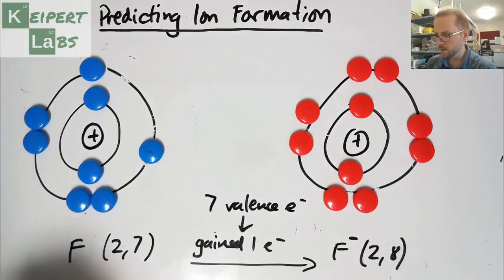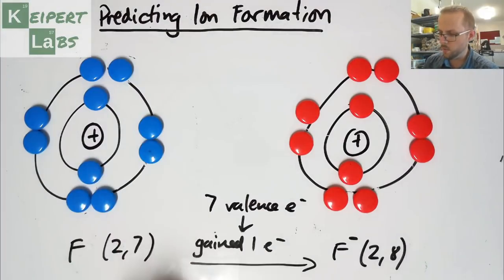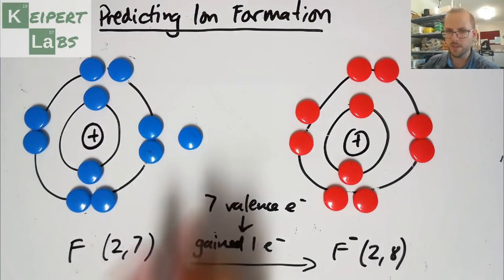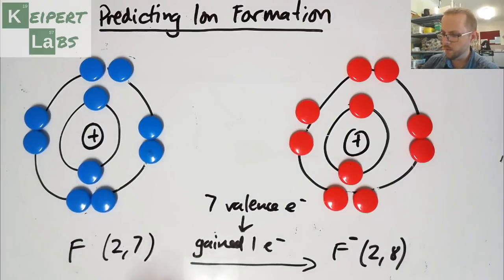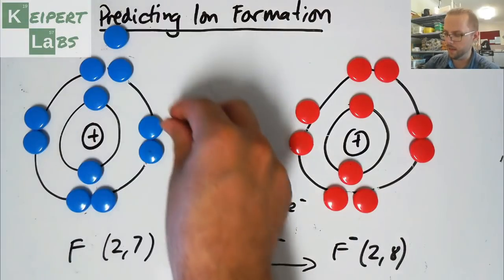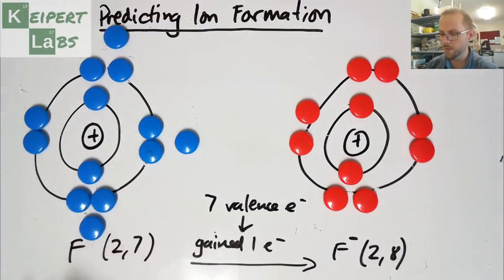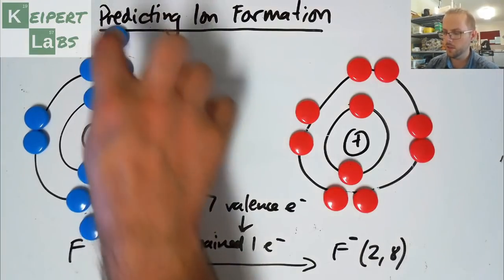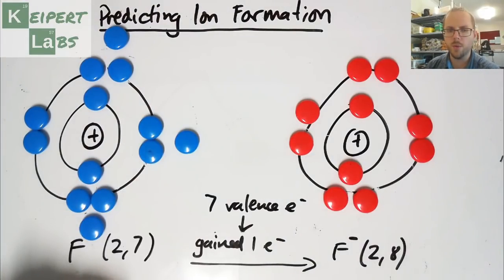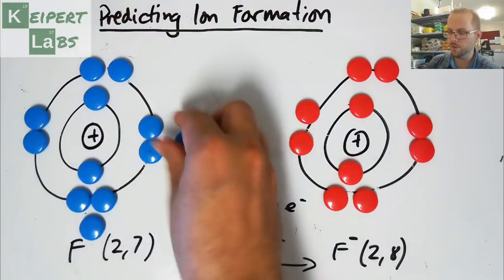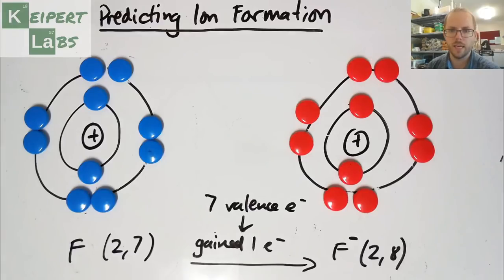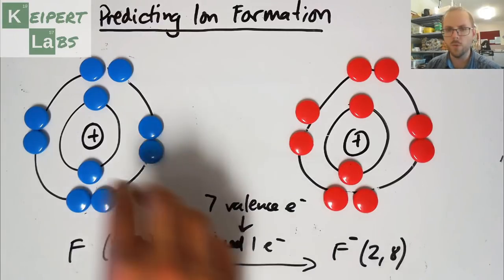When we had only 6, like in oxygen, we gained 2 to make it up to 8. When we had 1 extra, we lost it to leave 8. When we had 2 extra, we lost 2 to leave 8. So if we looked at something like aluminium, which has 3 extra, have a quick think about what you think it's going to do. Okay, it's going to lose 1, 2, 3 to leave 8. So this full outer shell is always the goal.